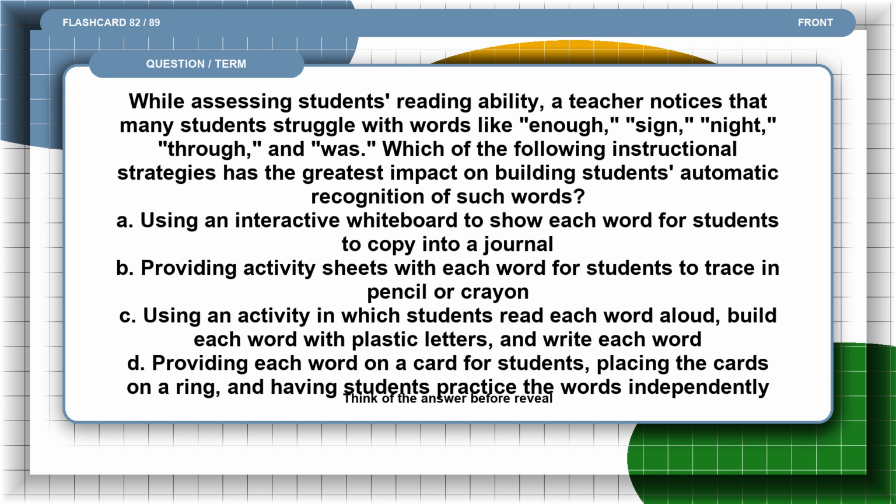A. Using an interactive whiteboard to show each word for students to copy into a journal. B. Providing activity sheets with each word for students to trace in pencil or crayon. C. Using an activity in which students read each word aloud, build each word with plastic letters, and write each word. D. Providing each word on a card for students, placing the cards on a ring, and having students practice the words independently. Pause and think of the answer before the reveal.